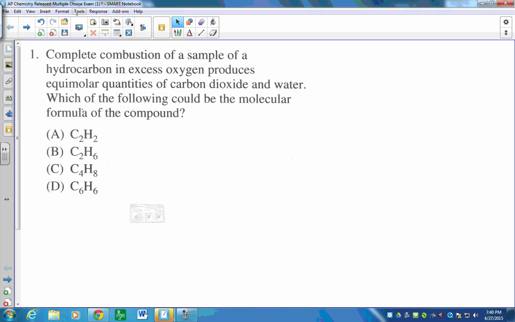Okay, I'm going to try to clump these in groups of 10. Let's see, I've got to watch the time.